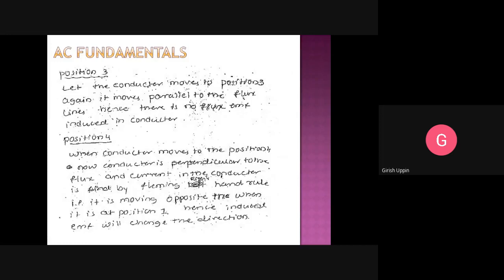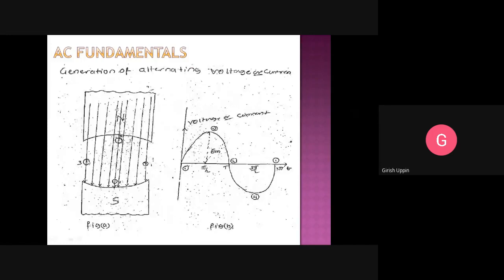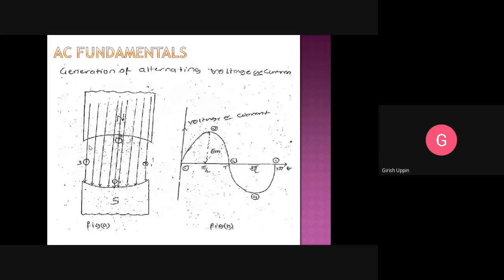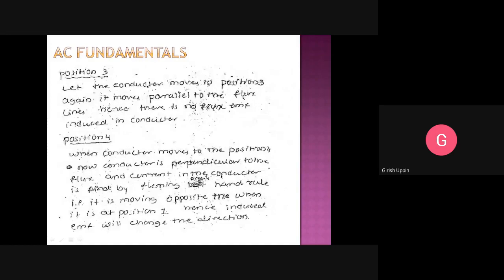And when it reaches position number 3, again the conductor moves parallel to the flux, which means the angle between the direction of motion and the flux is 0. Hence no flux is cut, no EMF is induced. When it comes back to position number 4, the conductor is perpendicular to the flux, and the flux cut by the conductor is maximum.